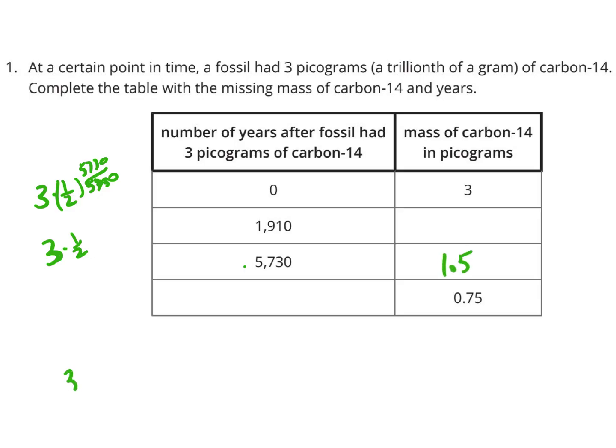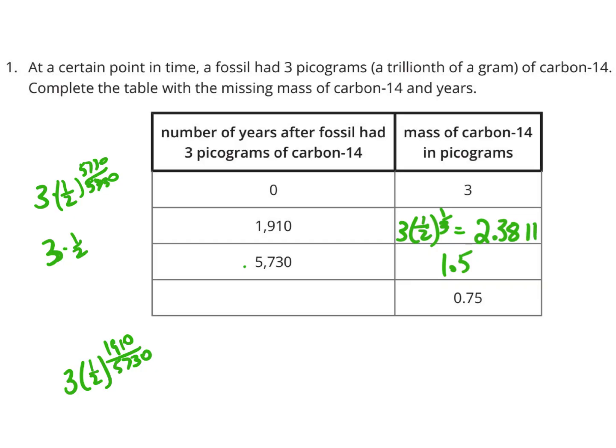Now, 3 times 1/2 to the 1910 out of 5730 gives us what? We can just write this as 3 times 1/2 to the 1/3, because 1910 divided by 5730 happens to be 1/3. We can write it like that, which is a very exact number, or we can approximate. But when nobody tells you what to round to, please round to 4 digits.